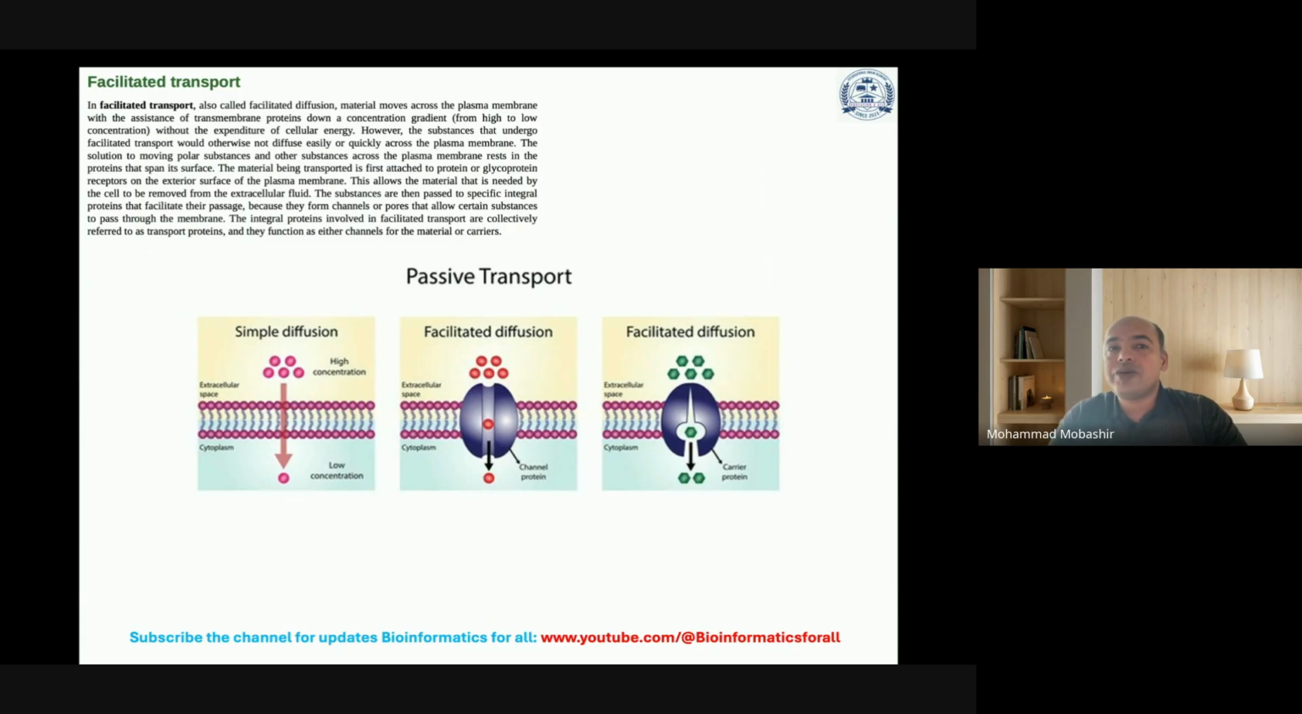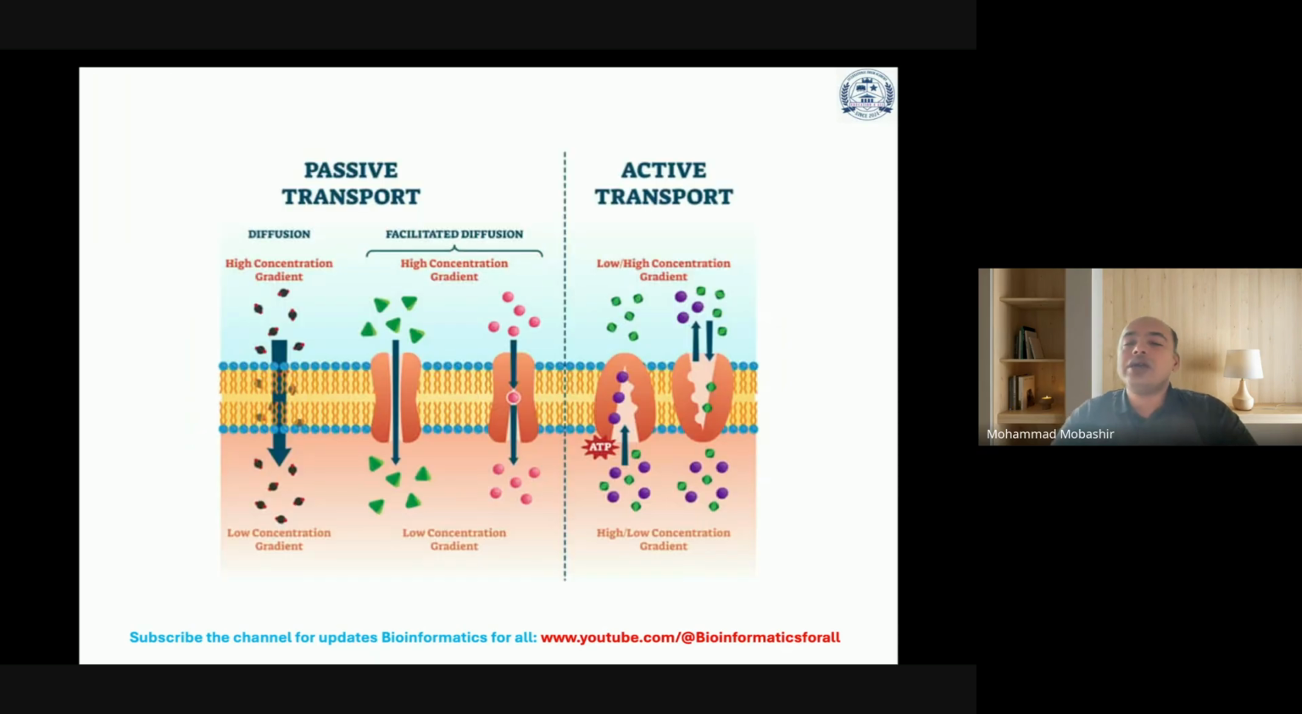The integral proteins involved in facilitated transport are collectively referred to as transport proteins, and they function as either channels for the materials or carriers. Now, there are two types of transport, passive and active transport. In simple definition, in passive transport you don't need energy. In active transport, you need some kind of energy to make it happen.